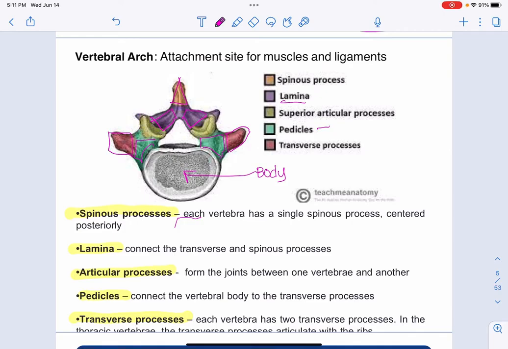There are going to be articulating processes, and I'm going to show you that more specifically when we're looking at actual images of bones. Each vertebra is going to stack on top of the next one, and where those vertebrae come in contact with the vertebrae below or above it, there are going to be articulating processes. This is where bone-to-bone contact is occurring. And I'll point those out as we get closer.